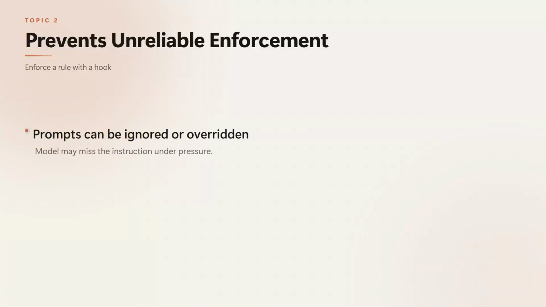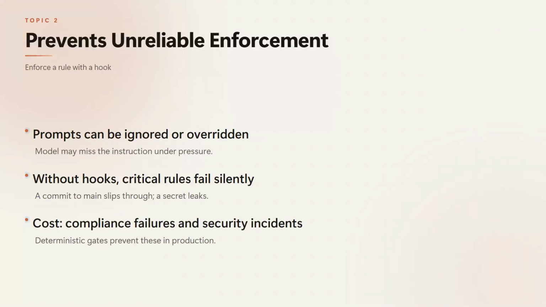Without hooks, critical rules fail silently. A prompt asking the model never to commit to main is a suggestion. Under complex instructions or high load, the model can miss it. The result: a direct push to main, a secret in a diff, a write outside the workspace. These aren't hypotheticals, they're production incidents that cost trust and time. Hooks prevent this by making enforcement a code-level certainty. The cost of not using them is unreliable compliance, and in regulated or high-stakes environments, that's unacceptable.